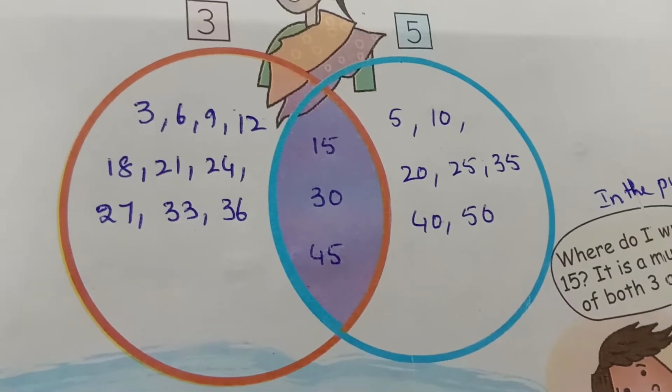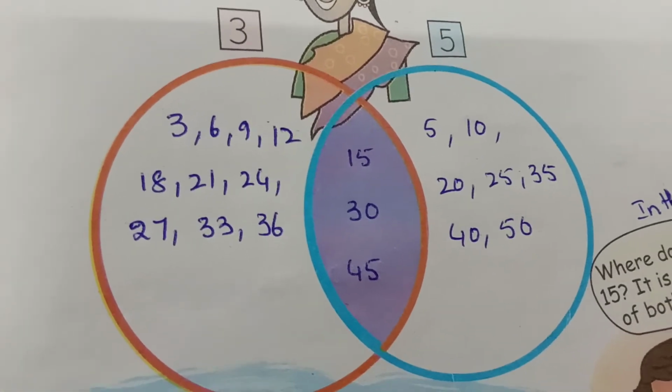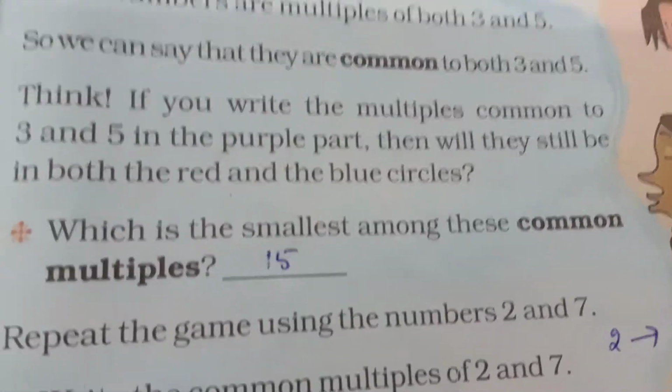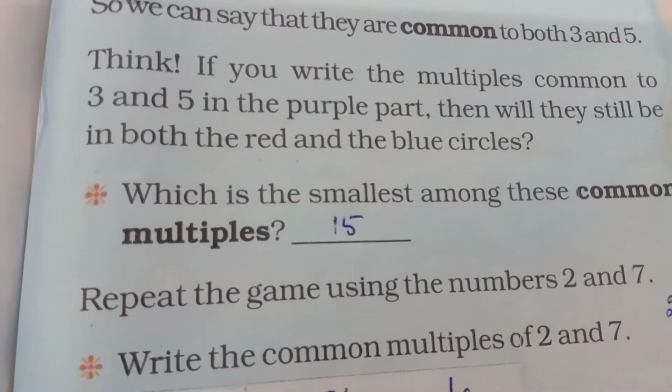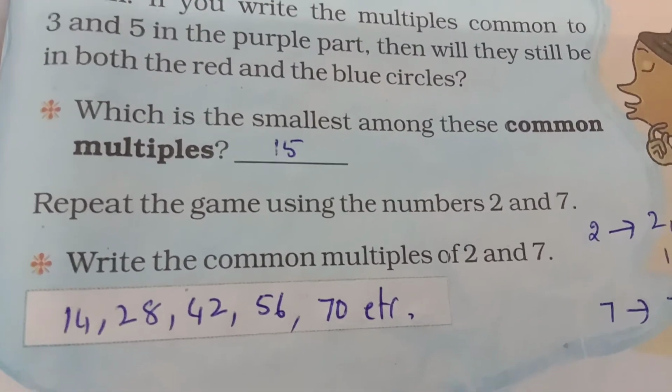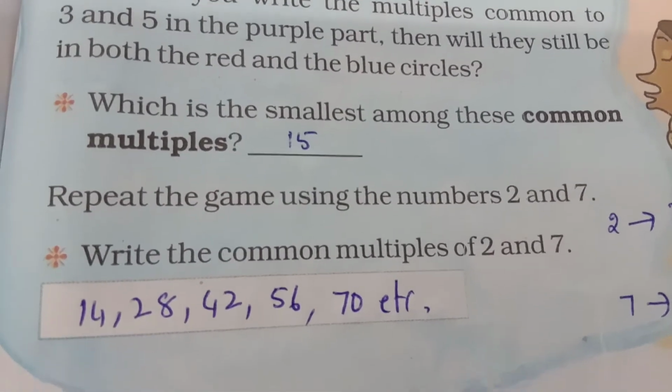They are present only in the common part of both the circles. Now, which is the smallest among these common multiples? Yes, it is 15. Repeat the game using the numbers 2 and 7.